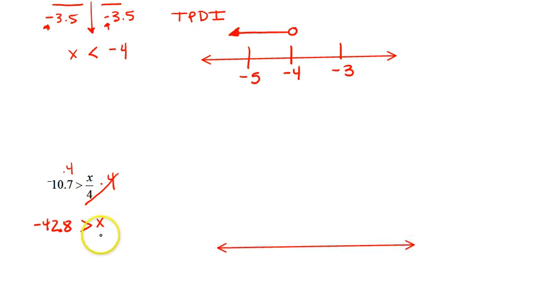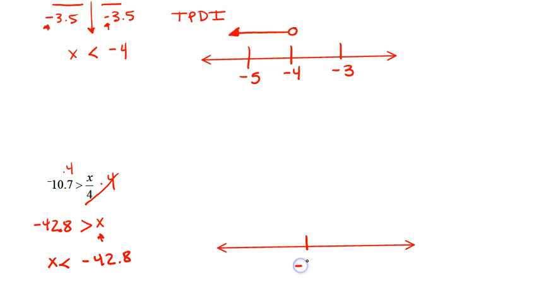Now be careful when graphing this type of inequality. Notice my variable is on the right side. This really or truly reads x is less than negative 42.8, or negative 42.8 is greater than x. If it's simpler, rewrite it so you can graph it.